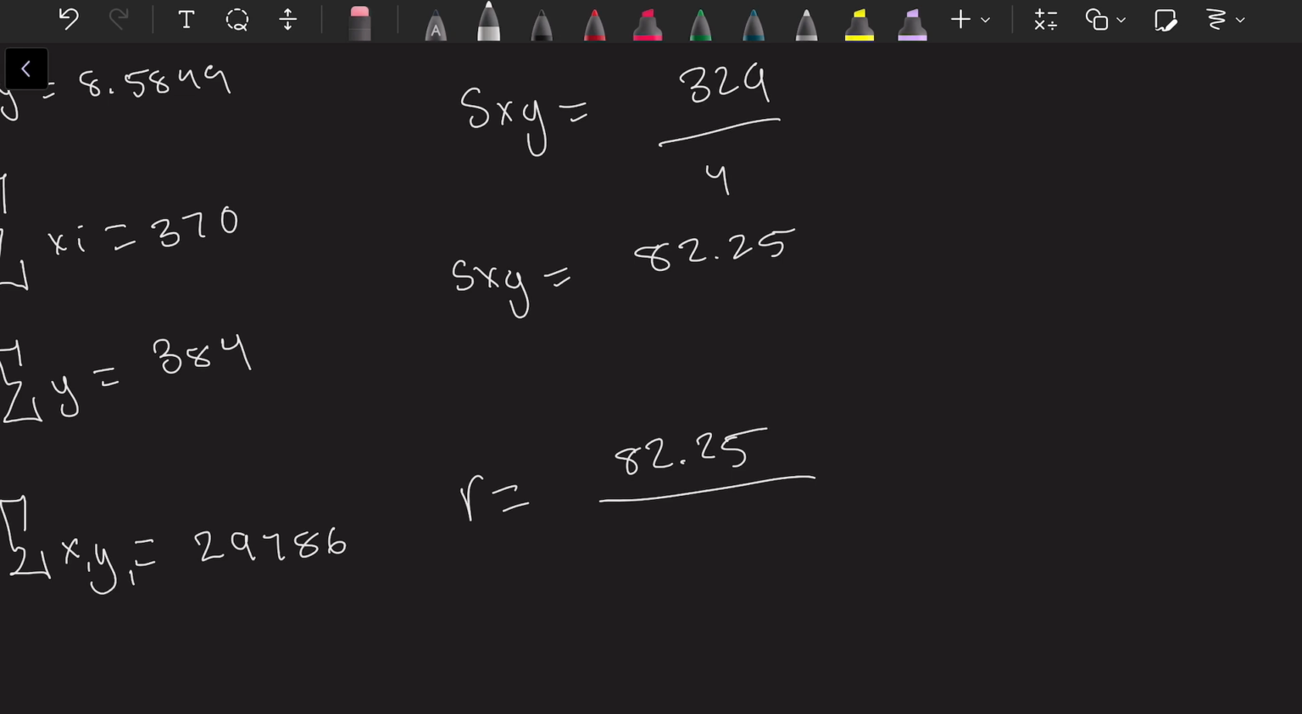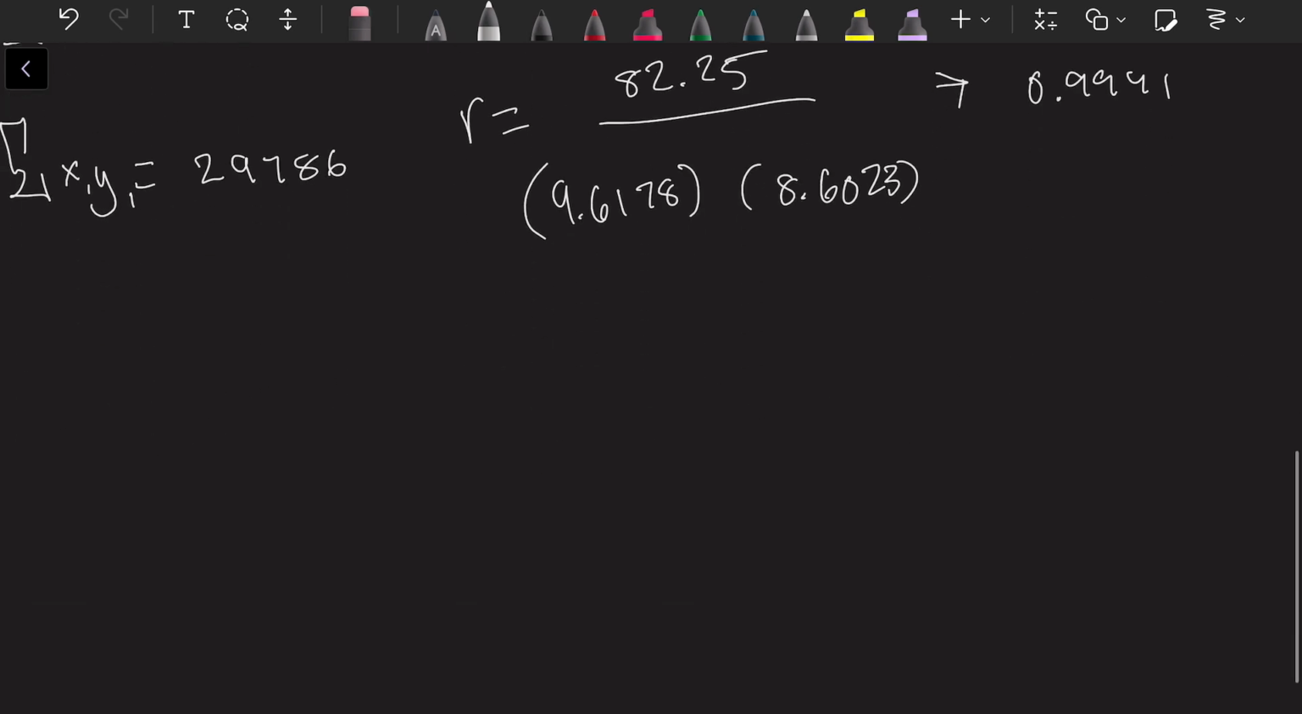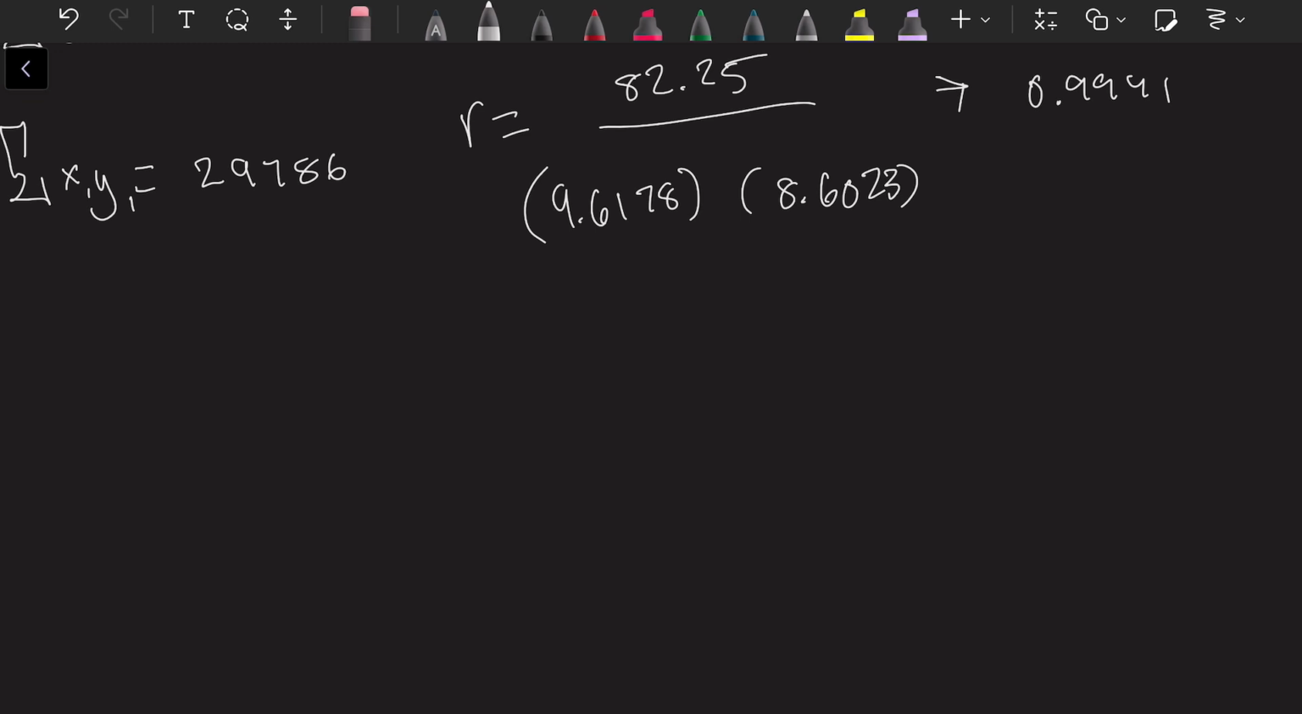After finding SXY, we can find R, which is SXY, 82.25, over standard deviation of x times standard deviation of y, which is 9.6178 times 8.6023, which will then give us 0.9941. After finding R, we have to find B, which is equal to R, which is 0.9941, times standard deviation of y over x this time.